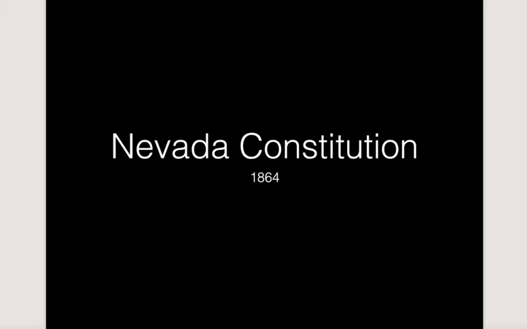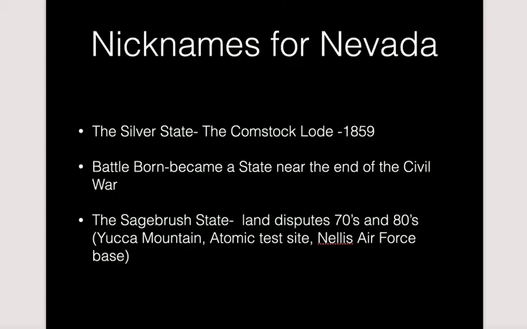This was formed in 1864 around the time of the Civil War. Nevada has 3 nicknames. You can read in the material why they have these nicknames. The Silver State, based on the silver mining that was found here. Battle-born State, because the state was born out of the end of the Civil War. And the Sagebrush State, because we have lots of land disputes in the 70s and 80s around Yucca Mountain, the atomic test site, Nellis Air Force Base, etc.